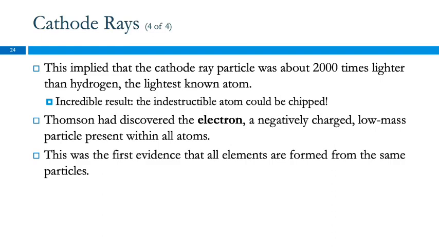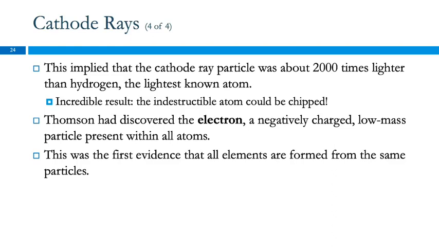So this implied that those cathode ray particles were about 2,000 times lighter than hydrogen, the lightest known atom. So this was very disturbing because this implied that the indestructible atom could be chipped. You can break little pieces of an atom off. So this flies in the face of the statement by Dalton that atoms are indestructible, right? Because apparently you can break pieces off of them.